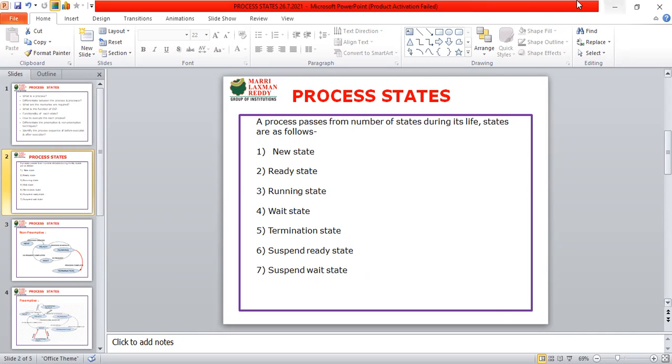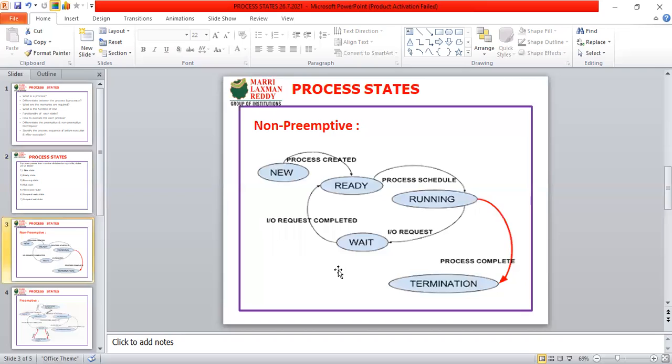Next, we will discuss the process state diagram. The process state diagram is also called a five-state model. Why? Because the five states are a must for the execution of each process. Here there are two techniques to follow. One is non-preemptive, another one is preemptive. What is preemptive and what is non-preemptive?